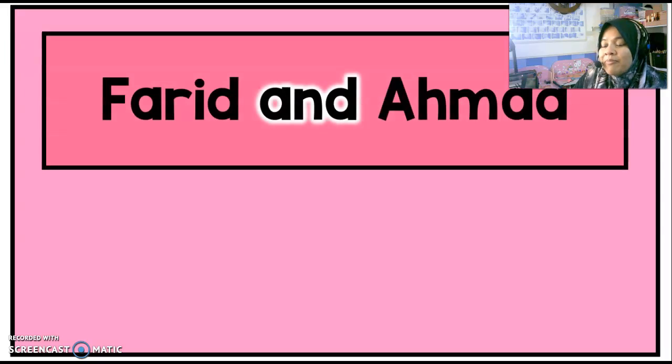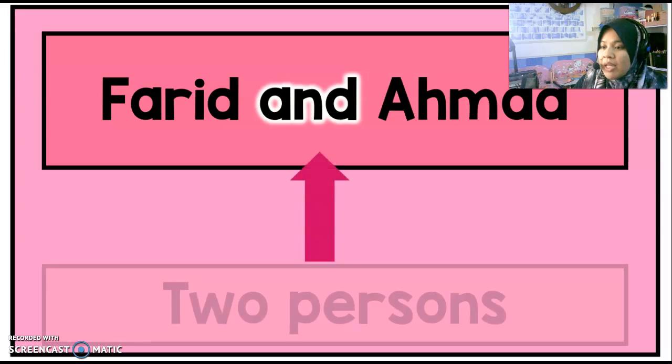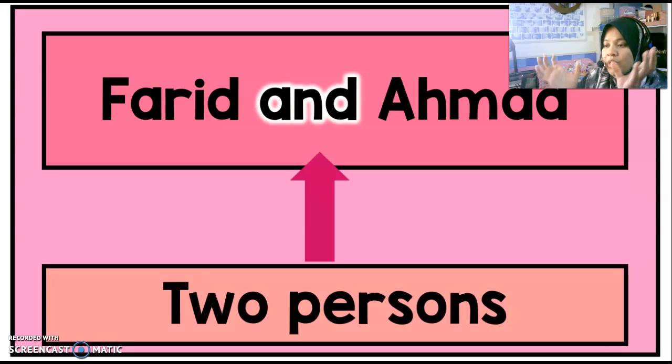Okay, first example: Farid and Ahmad. Okay, Farid and Ahmad, how are they similar? Kat mana yang samanya? Okay, kenapa kita pakai and? Because we are talking about two persons, dua orang. Okay, person type, jenis apa yang kita cakap? Jenis orang. Farid and Ahmad. Okay, dia adalah two similar ideas. Apa yang similarnya? Diorang ni dua-dua adalah person.